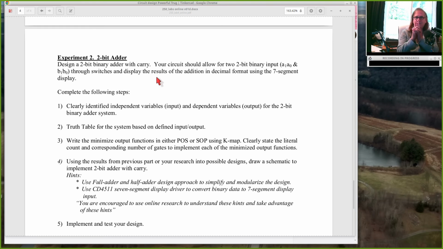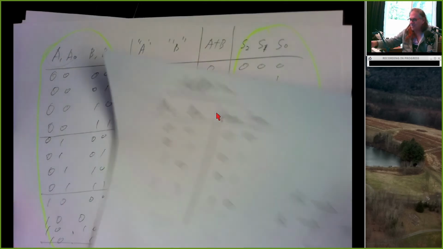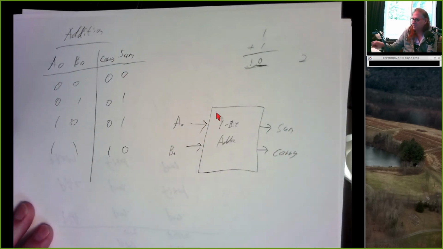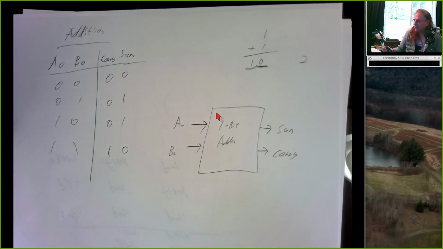Okay, that's your ultimate goal, but how you get there determines your grade on the lab, right? You have to get there through the following steps. So step 1, clearly identify the inputs and the outputs for the 2-bit adder. That's your system diagram. Well, we kind of did some of that here already for a 1-bit adder. Do it for a 2-bit adder.